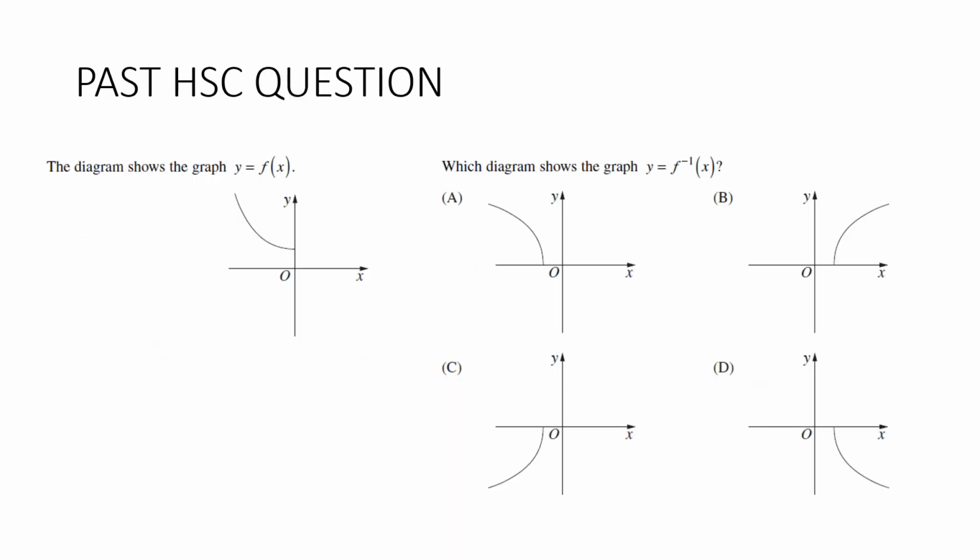Let's finish off with a past HSC question. The diagram shows the graph y equals f of x. Which diagram shows the graph of the inverse function? So let's draw in the line y equals x and reflect this over that line. What's the answer? Can you see it's D?